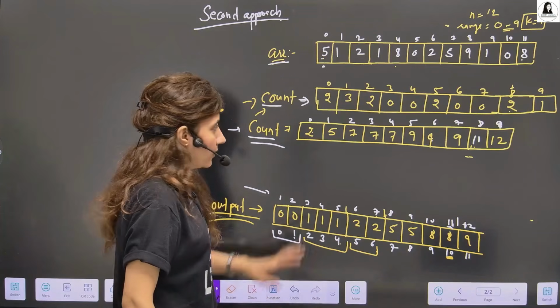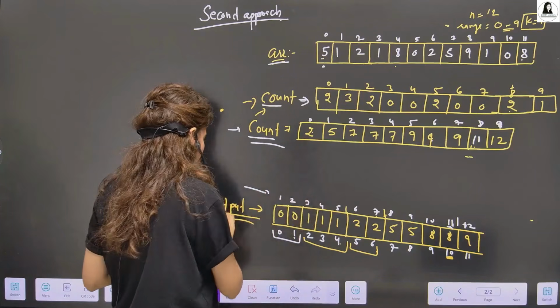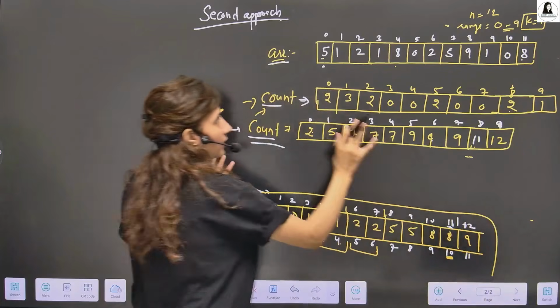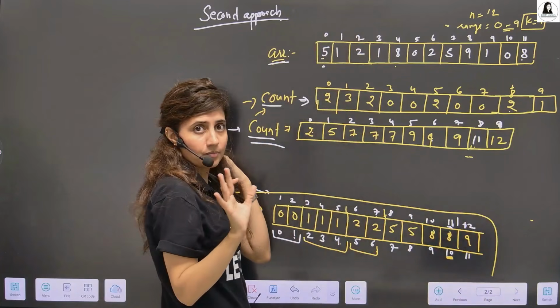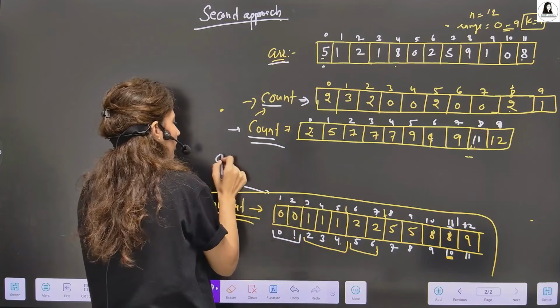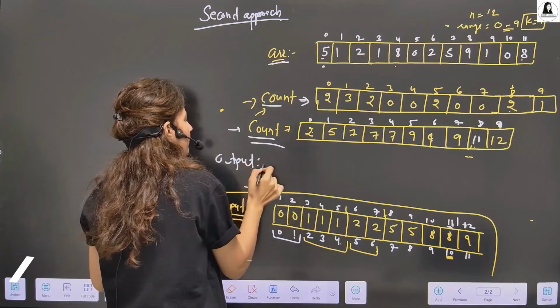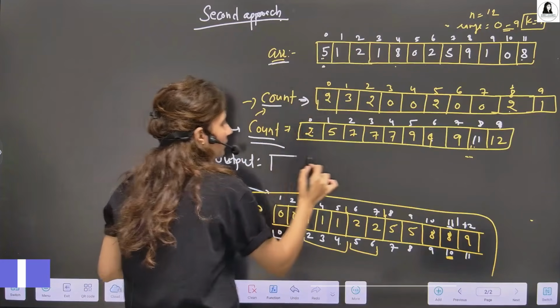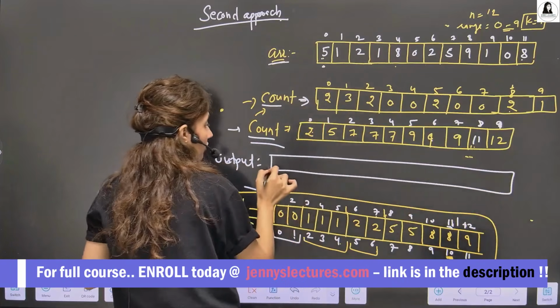Yes. Now we take a separate count array. So you just forget it. It's not that we update within the same array. For that, we need a separate output array, or any array name you can take, of the same size as this array. That is the extra space we need here.